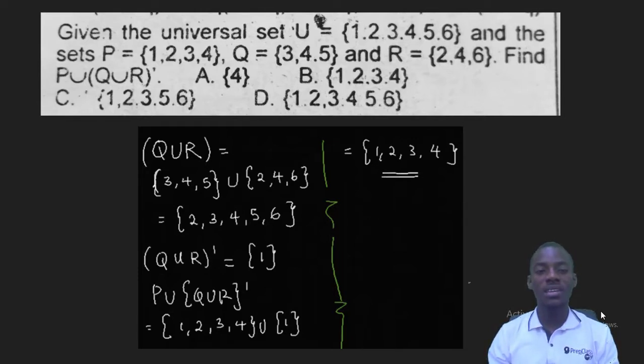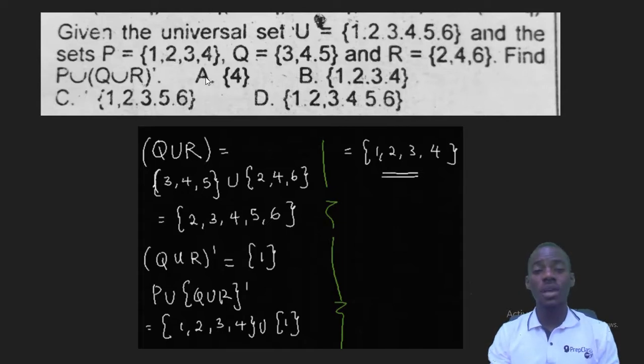Now this question says, given the universal set U as 1 2 3 4 5 6 and the set P as 1 2 3 4, Q as 3 4 5 and R as 2 4 6, find P intersection Q, sorry, that's not intersection, that's union. P union bracket Q union R complement. There's a little complement symbol here. So the options are given.